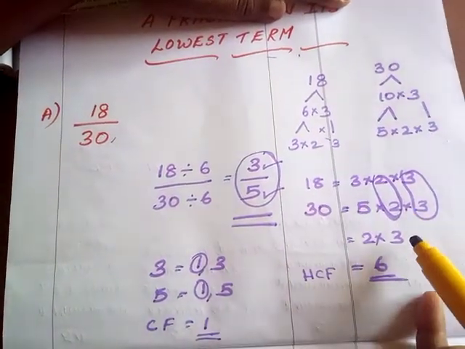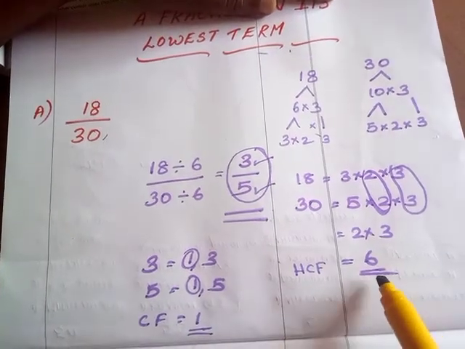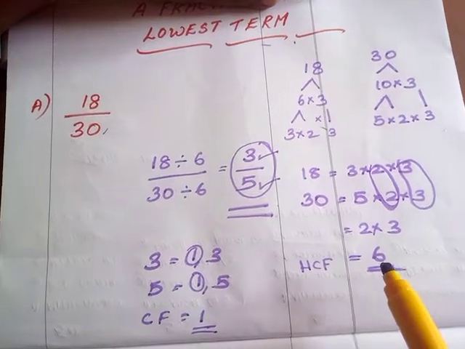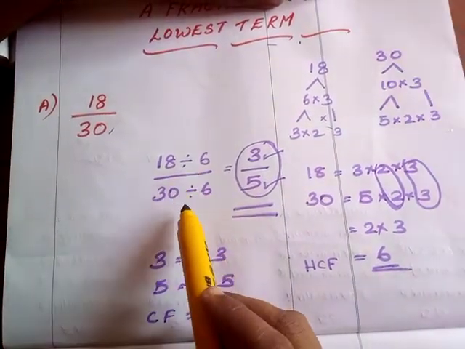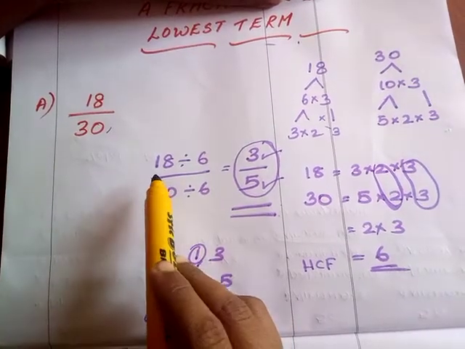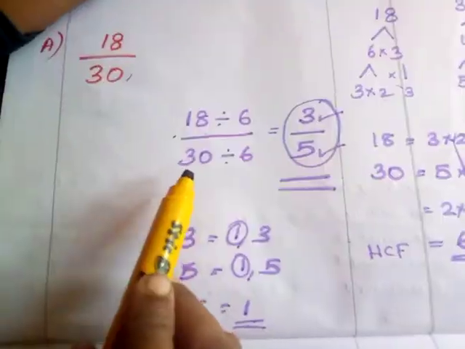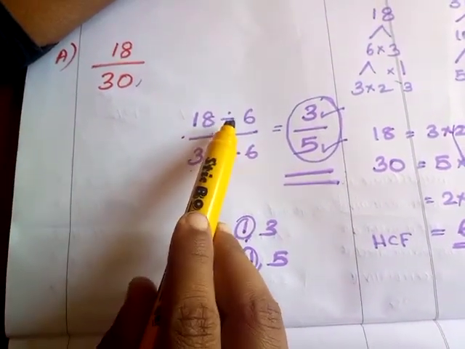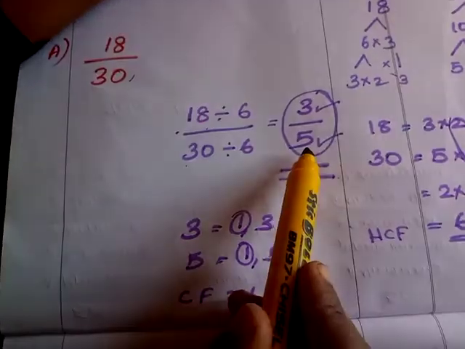This you already know how to do. So finally, I found the HCF of 18 and 30, that is 6. Now using this HCF, I am going to divide the numerator and the denominator. So 18 divided by 6 and 30 divided by 6. When I divide 18 by 6, I get 3, and 30 divided by 6 is 5.